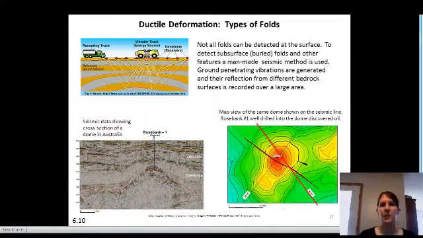Not all folds can be detected at the surface. We have plenty that are visible at the surface, a lot due to highway cutouts. We can see tons through the mountains. But some, actually many, are subsurface. They're buried under new layers of sediment and rock.